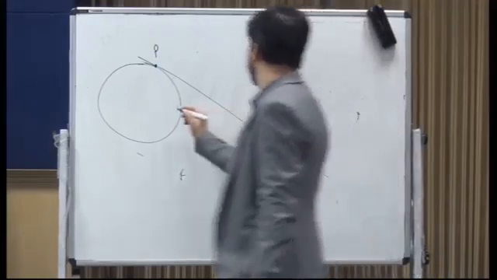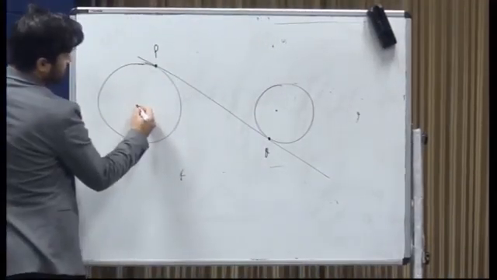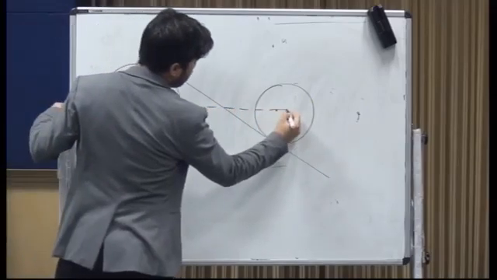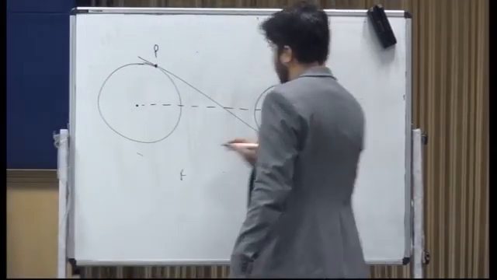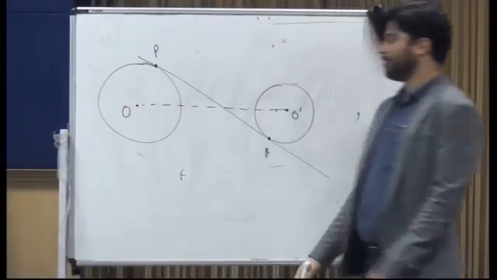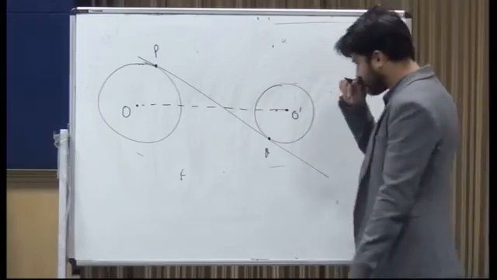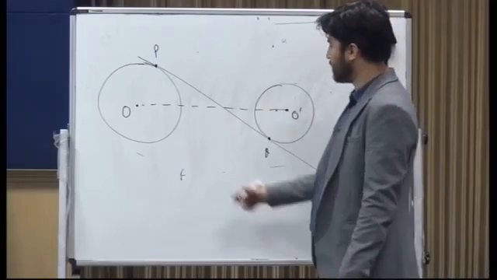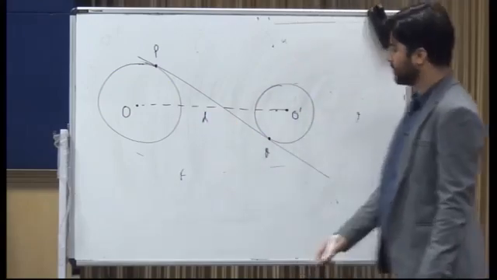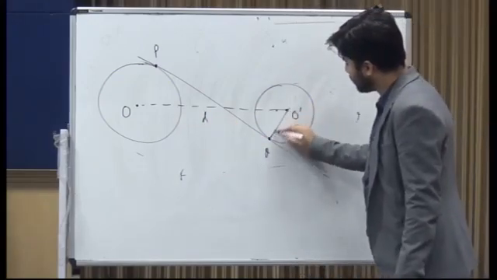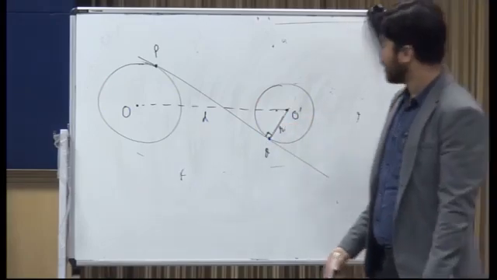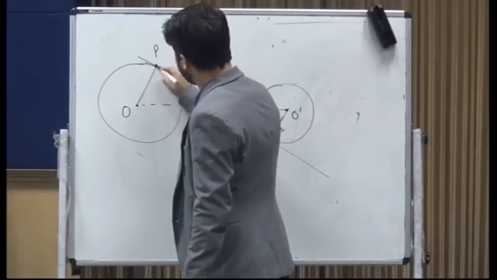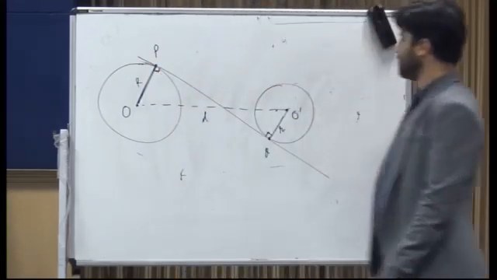These two are my centers. I'm going to call it O dash, and I'm going to call it capital O, right? Now, the distance between O and O dash is D. We know this is small r and 90 degrees as well, right? And we know this is capital R and 90 degrees, right?